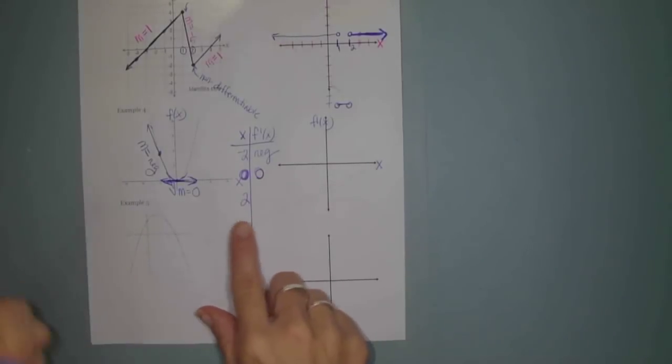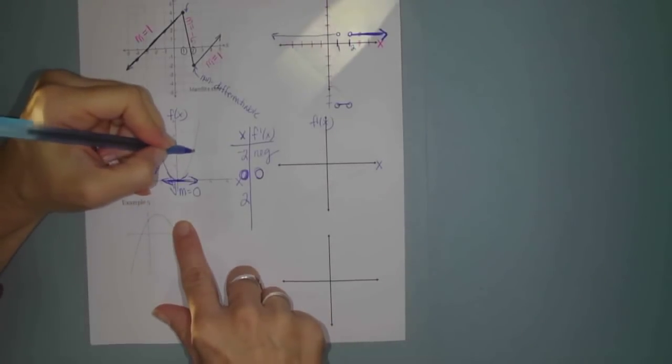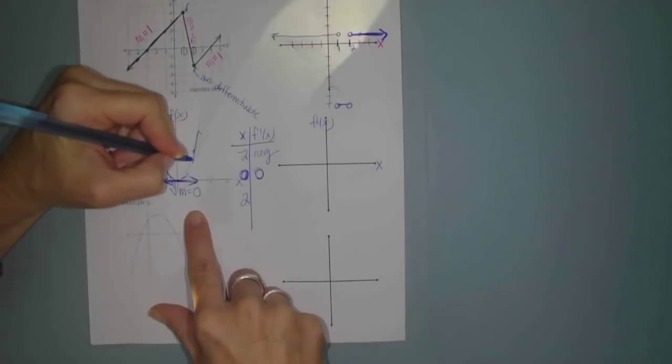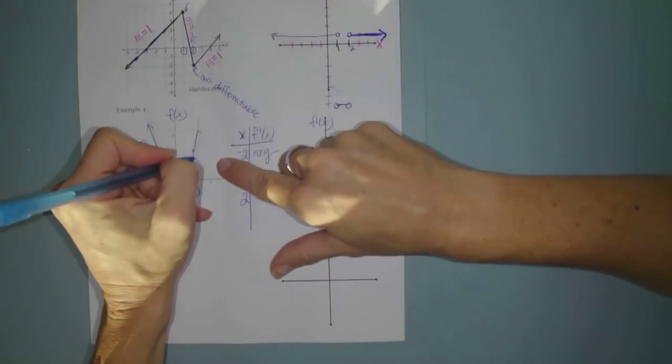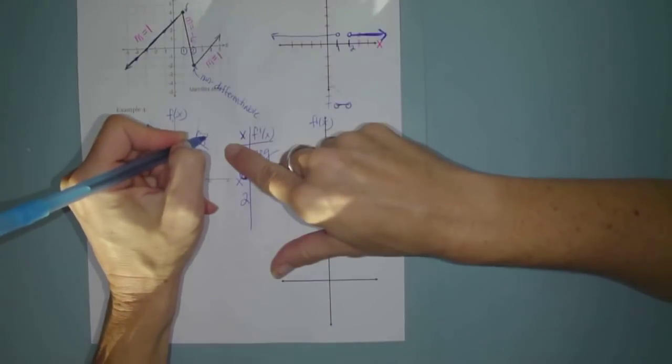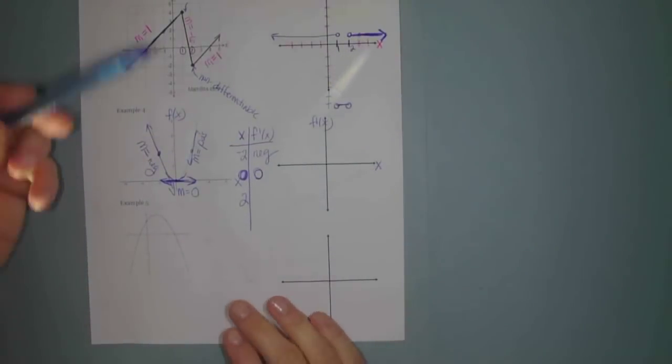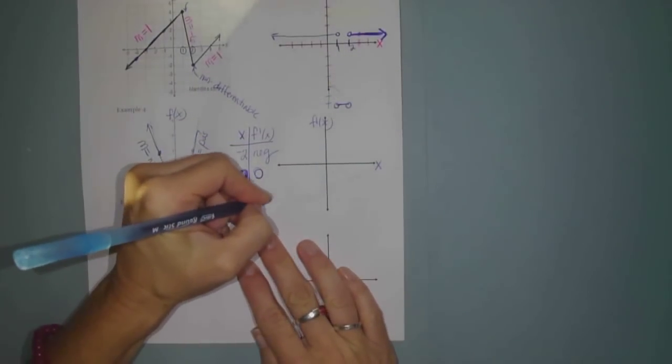And then at 2, let's go to 2, come up on the graph, draw a tangent line. This is going to be a positive slope. We don't know exactly what positive, but we know it is positive. So at 2, my slope is positive.